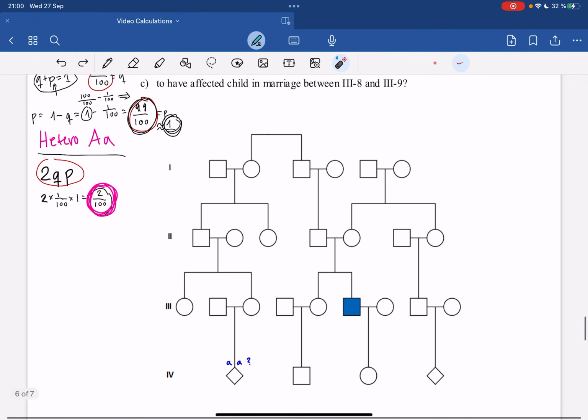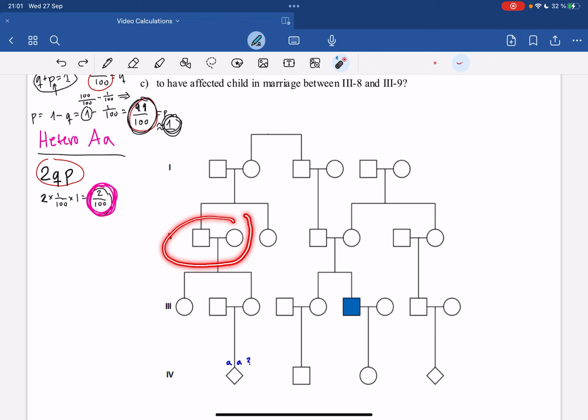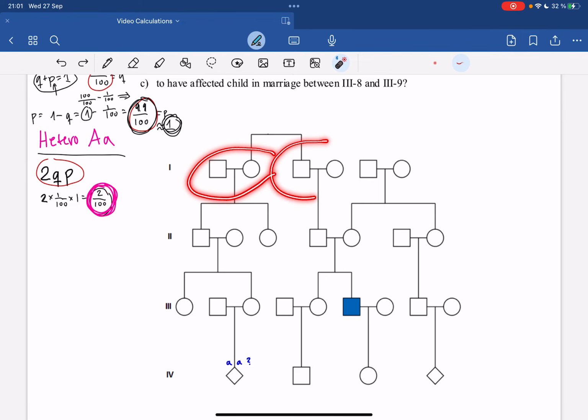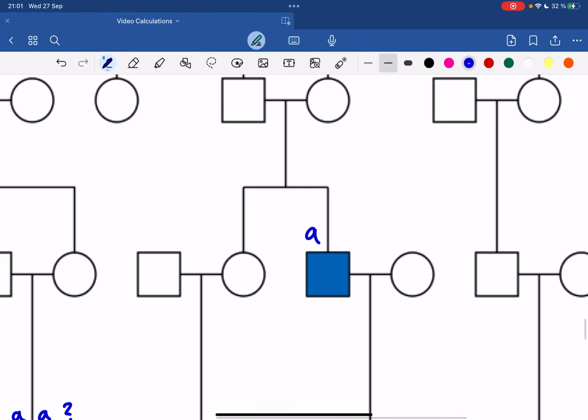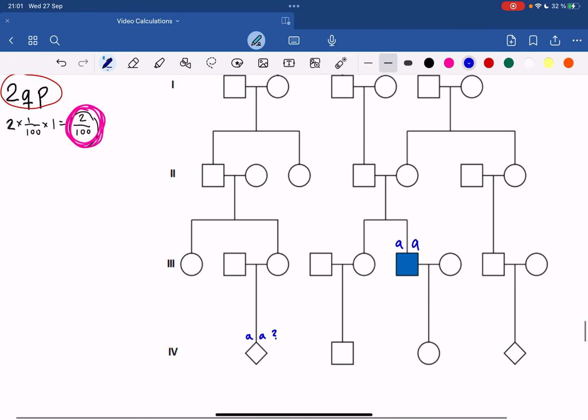Now remember, we're starting from them. Can we calculate their heterozygous probability? Nope. Let's go to the parents. Can we calculate their heterozygous probability? Nope. And we continue until we come to someone who is directly related to a sick person. So this is the only sick person we have here. It's better to start here, actually. So we know for sure that this person is 100% a homozygous recessive phenotype.